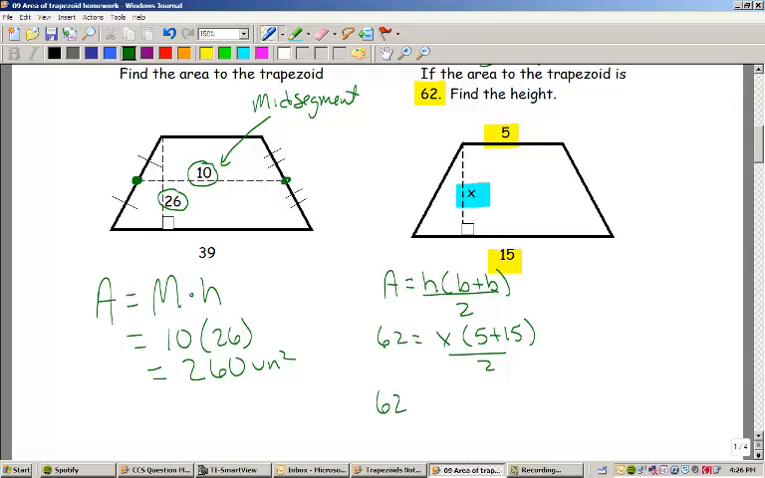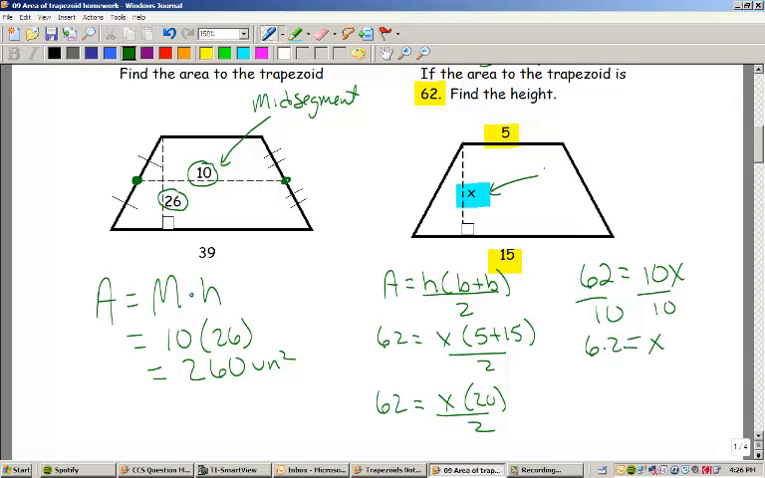And again, a lot of different things you can do first, second, third, or fourth. I'm going to just add the two numbers together up here. And 5 plus 15 is 20 divided by 2. And then the 20 and the 2 reduced down nicely. So I got 62 is equal to 10x. Divide 10, divide 10. X is 6.2. So the height is 6.2. And again, we should just talk about the units.